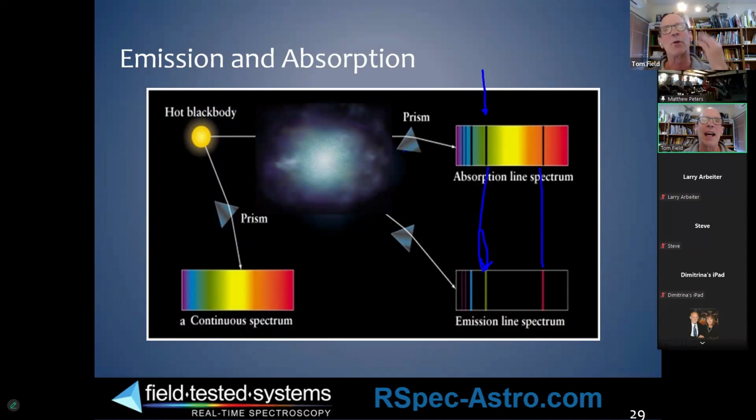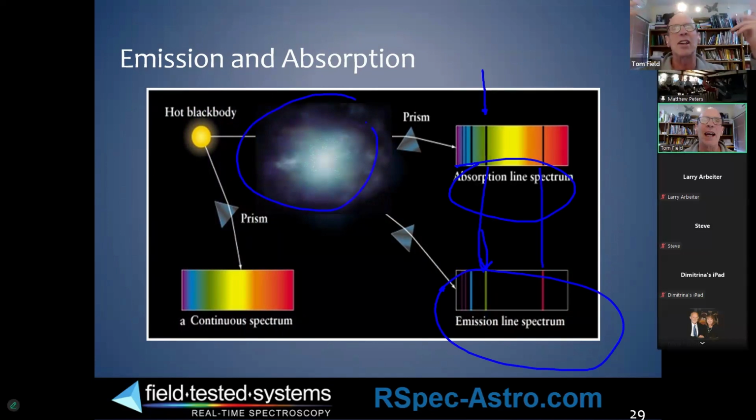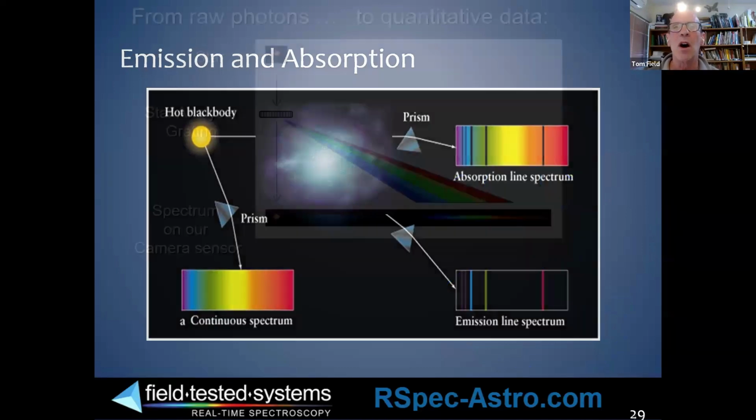But that guy Kirchhoff, who I skipped a while back, talked about why this happens, why sometimes we get absorption lines and sometimes we get emission lines. It has to do with the temperatures of the clouds the light's going through. We won't get into any of that. We're going to see examples of both of them here. Okay.